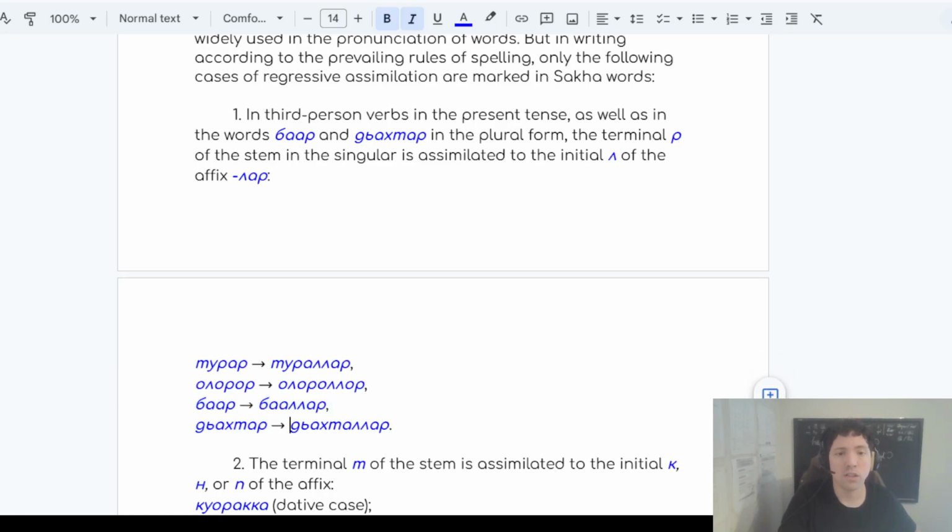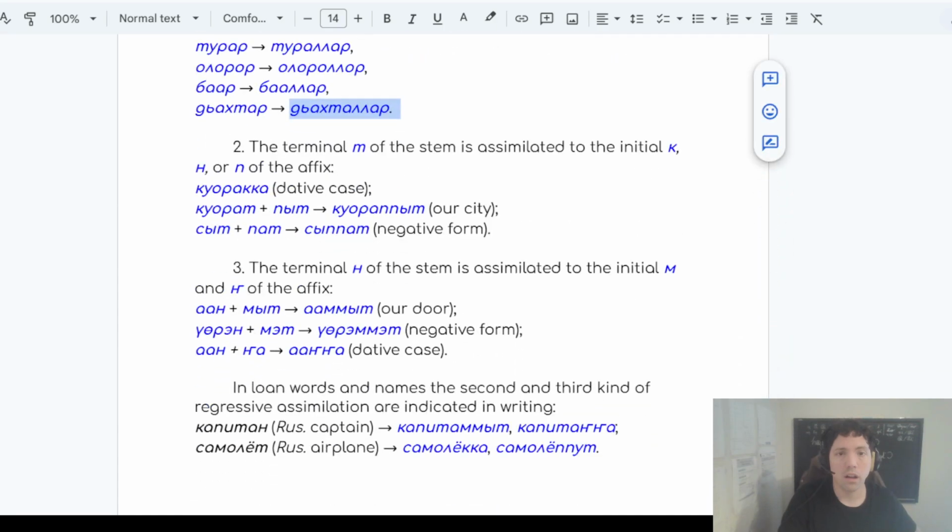Chaktar, chaktalar. The terminal T of the stem, aka the T at the end of the word, will change to match the K and or P. So for instance, we already saw Kwaraka, or if we say Kwarat plus put, we end up saying Kwaraput, our city. Sut plus pat, sapat.